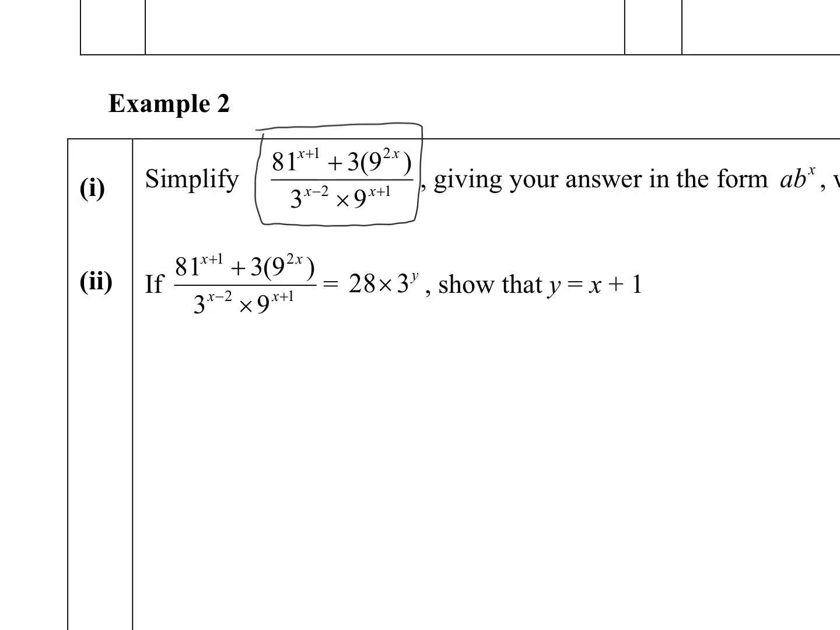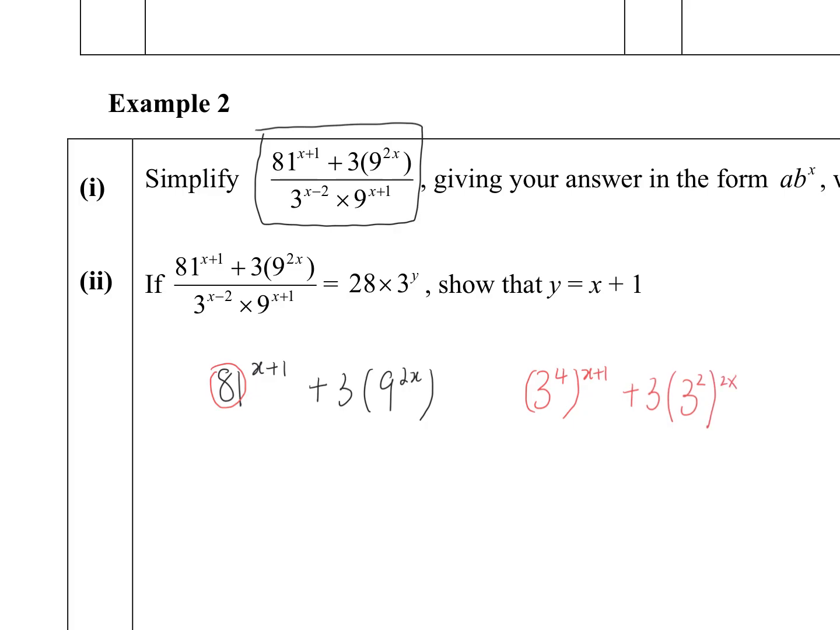So I will just go through one example here. So 81 to the power of x plus 1, and then 9 to the power of 2x. All these numbers have the simplest base number, what? 3. So actually 81 is 3 to the power of 4. Okay, you can change that into 3 to the power of 4. And then here 9 is 3 squared.